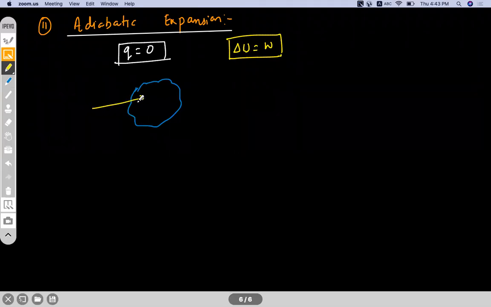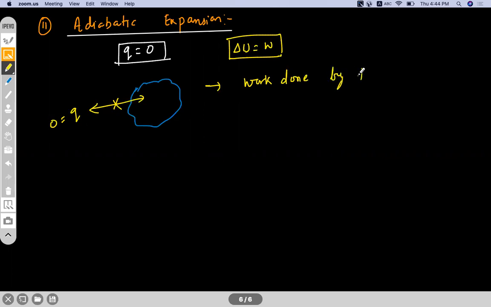Okay. So this is the situation we have. There's no exchange of energy. Q is zero here. So we have only two possibilities: either the system will do work, or work is done on the system. These are the only two possibilities we have, correct?